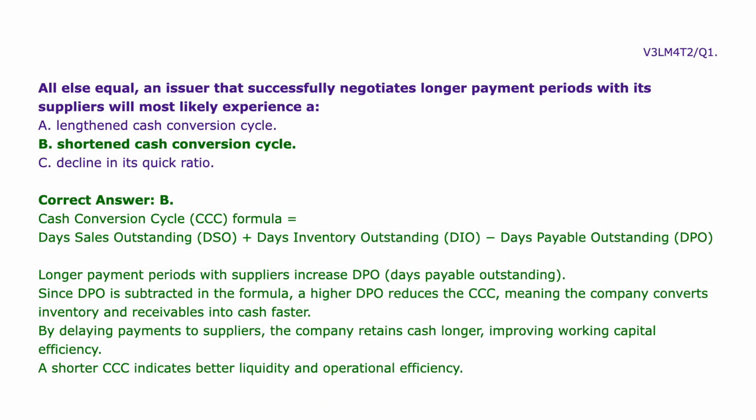Days payable outstanding, DPO, is subtracted in the cash conversion cycle, CCC, formula. Therefore, increasing DPO through longer payment periods mathematically shortens the total cycle. Negotiating longer terms allows the issuer to retain cash longer, effectively using vendor financing to improve working capital efficiency.